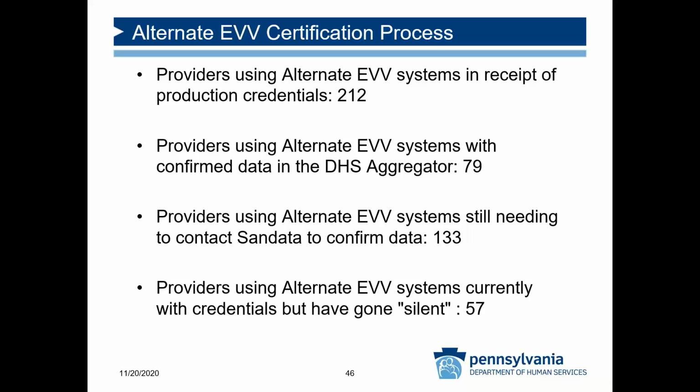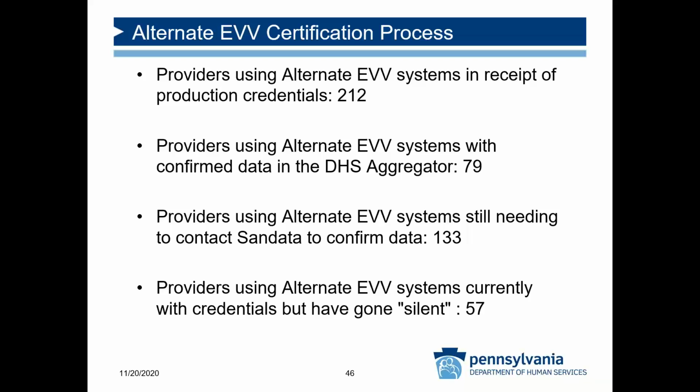That still leaves 133 providers who have received production credentials but have not completed the certification process because they still must confirm data is setting and showing appropriately in the aggregator. So please, if you are one of those 133 providers, or you think you might be, please look at the DHS aggregator to make sure your data is appearing appropriately so that you can confirm directly with SANDATA through the PA Alt EVV email that everything is okay and your data is flowing properly, or that you can work with them on any outstanding issues.